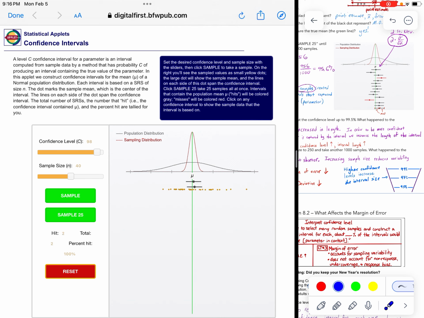Let's see, can you keep those straight? It looks to me like they're not as long, right? What about 100? There's 100 gold dots smushed together, but you can see that the length of the interval is shrinking. It's going down, okay?